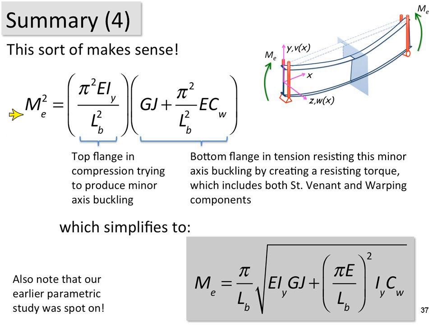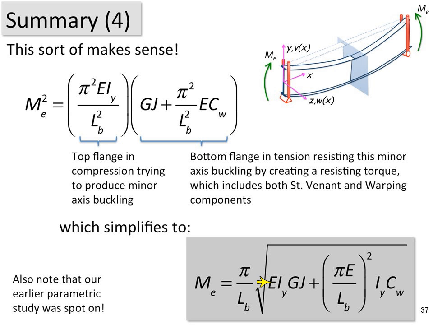Now, if I get a little bit more mathematical and just take a square root of both sides, I can solve for the elastic buckling moment, and we get an equation that looks like what's being shown right here. Pi over L_b times the square root of the quantity E I_y G J plus pi E over L_b squared times I_y C_w. So we've got two pieces here: the St. Venant piece and the warping piece, and appearing in both of them are our minor axis bending terms.